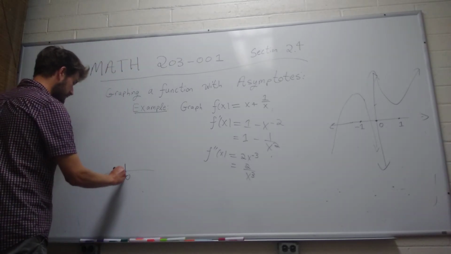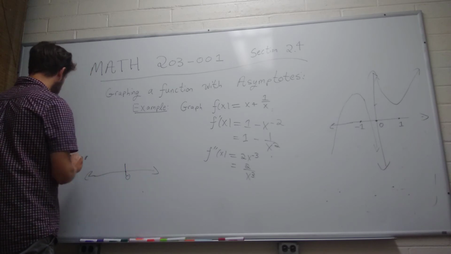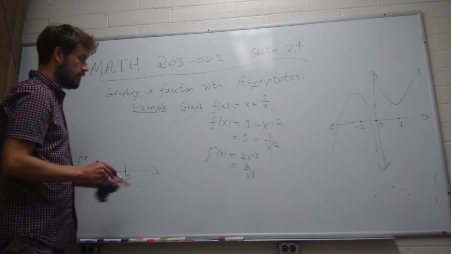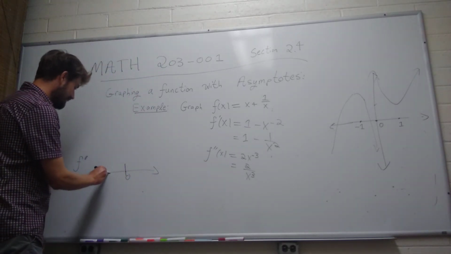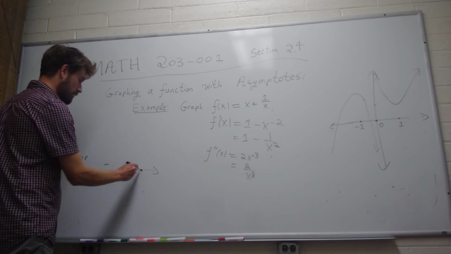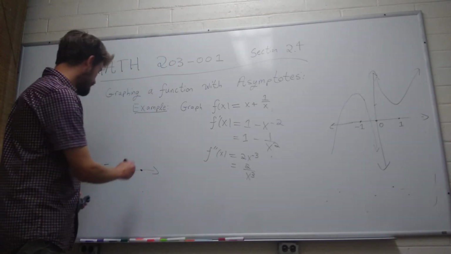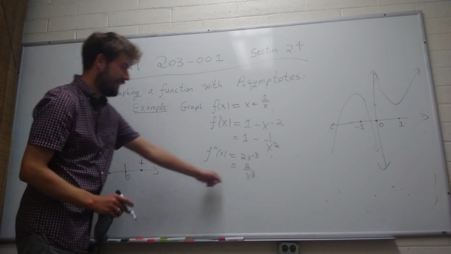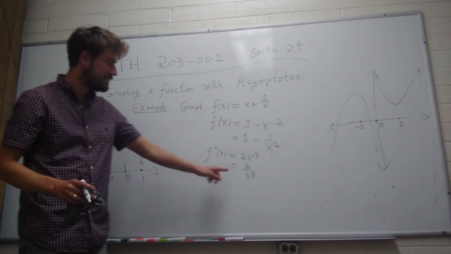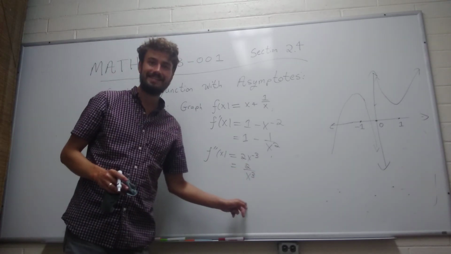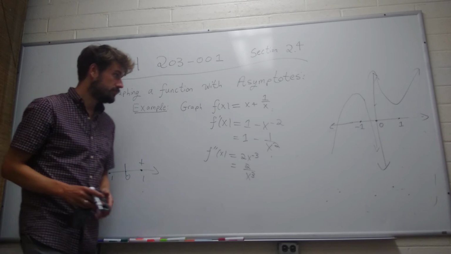Okay, here's 0, it divides our number line into 2 subintervals. Here's f double prime. When x is less than 0, f double prime is what? It is negative. When x is larger than 0, f double prime is positive. Just plug in -1 and positive 1. -1 cubed is -1. 2 over -1 is -2. 2 over +1 is +2.